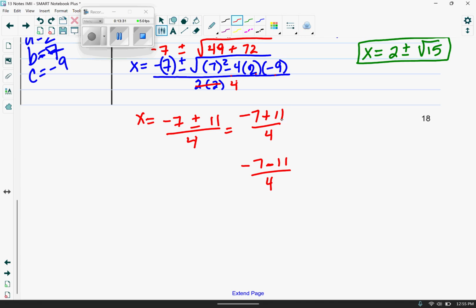So negative 7 plus 11 gives me 4. 4 divided by 4 is 1. Negative 7 minus 11 is negative 18 divided by 4 reduces to negative 9 over 2. So x equals 1 and x equals negative 9 over 2.